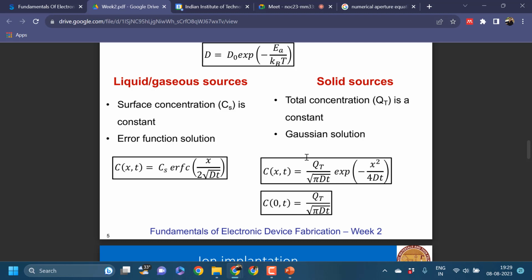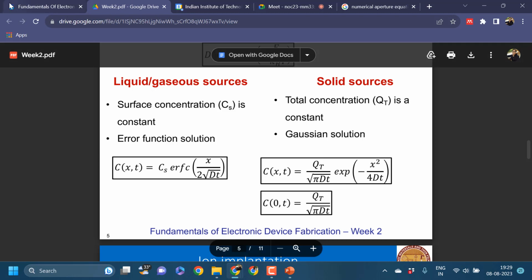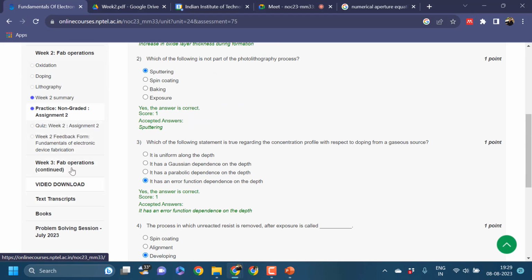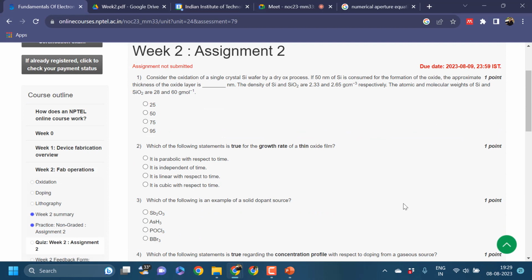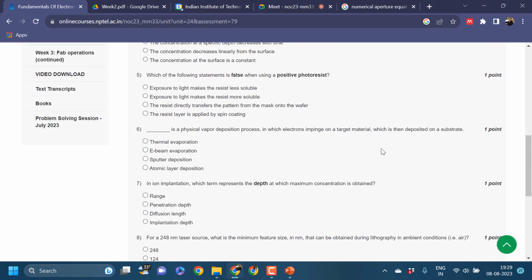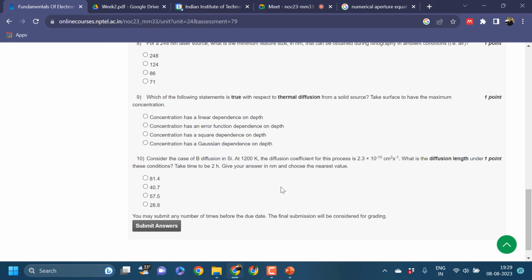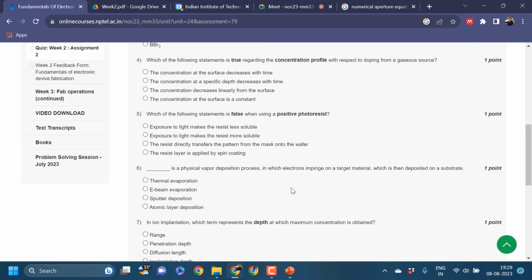There are a couple of problems in the week 2 assignment. Could you just tell what formula is to be employed? Okay, they have given us guidelines not to discuss, but I'll try answering in an indirect way. Can you tell me which are the questions? Question number 1 and question number 10. Okay, 1 and 10.